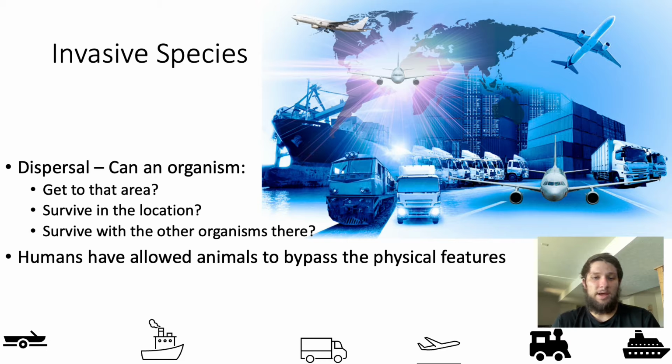So humans have allowed various species to bypass physical features of their natural habitats via human travel. So in this picture here, we can see buses, trains, cars, planes, and ships are the big ones. And you have so many invasive species that are just able to take a ride to a new location from human travel.